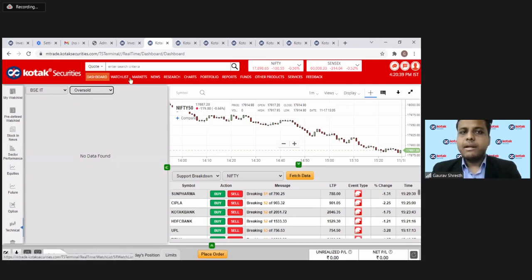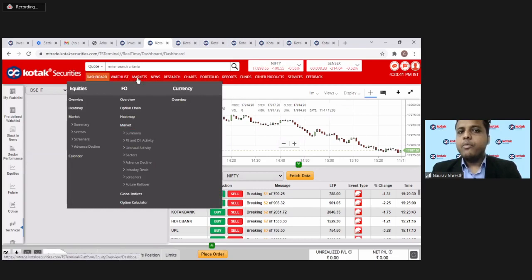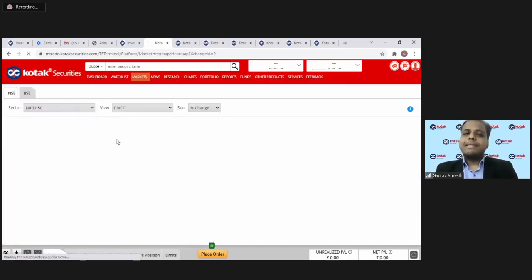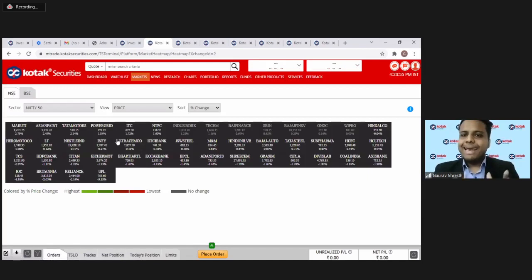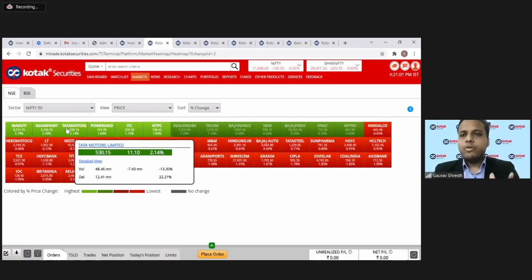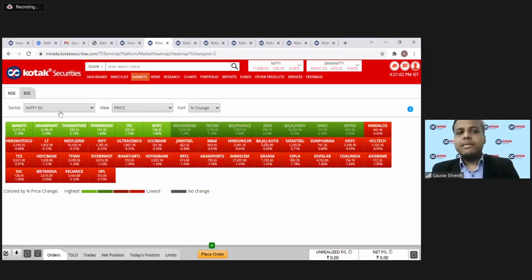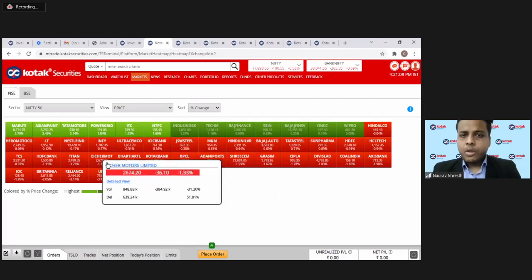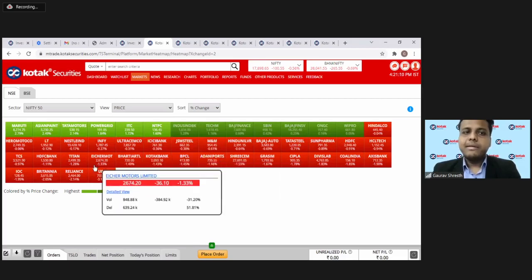So I've covered the charts and the dashboard technical part. Moving to the market section. In the market section, you can see there are various options: overview, heat map, market, and calendar. Starting with the heat map option, what it does is show you the rates of the stocks of a particular index. What you can see right now on your screen is the Nifty 50 index and the different price movements of the 50 stocks in the Nifty 50.